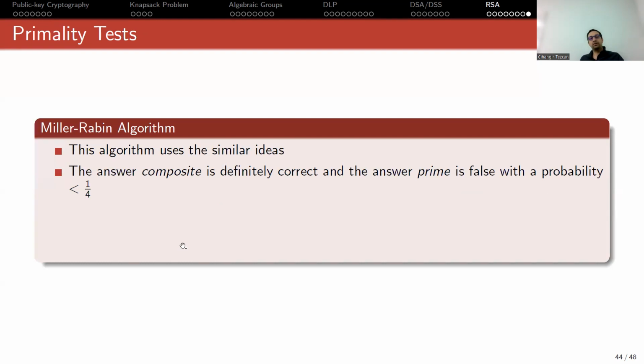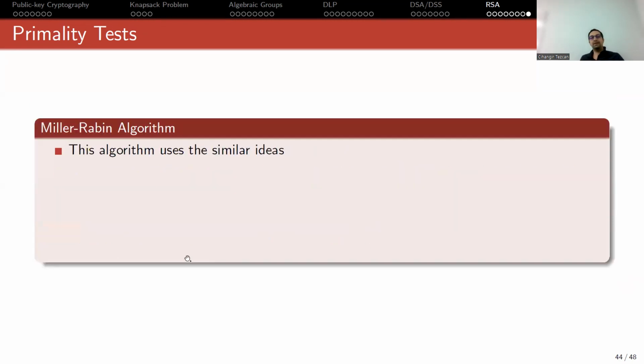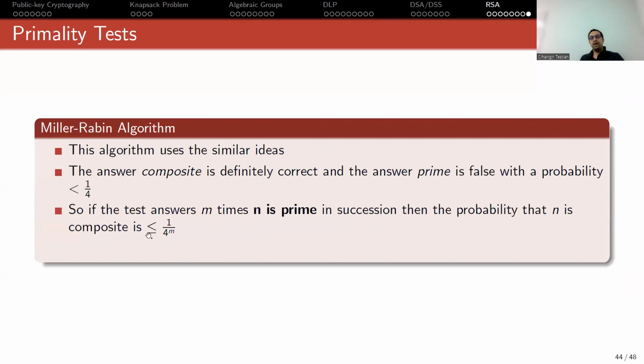So the idea is as follows. You are given an odd number n, and you want to check if it is prime or not. I told you to pick a number a and check this. But if it works, choose another a, repeat the test, choose another a, repeat the test. Repeat this m times. And if it passes all of these tests, then the number n is prime with probability higher than 1 minus 1/4 to the m, or it is composite with probability less than or equal to 1/4 to the power m.